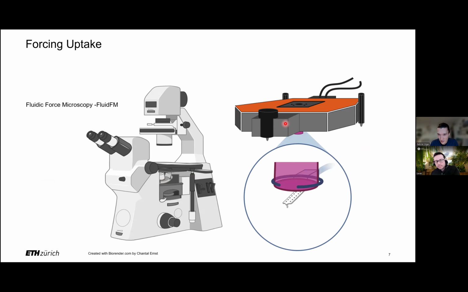And the special thing about this AFM that makes it a fluid FM is that you can actually mount cantilevers, with which you would tap the surface in a traditional AFM, that are actually hollow. And you can use this as a very, very small pipette by applying under or over pressure to the system. And this comes off, and you can use different kinds of probes for different kinds of applications.